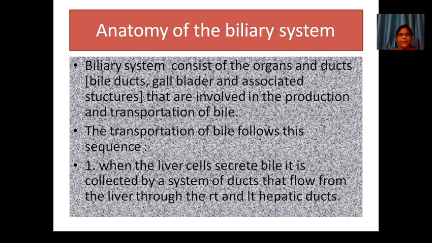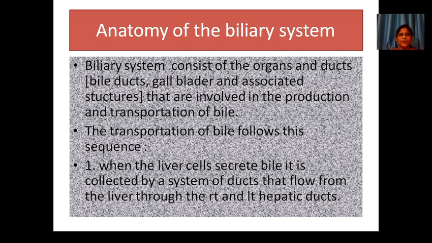What does this biliary system consist of? The biliary system consists of the organs and ducts that are involved in the production and transportation of bile. The glands and ducts included in this biliary system are the bile duct, cystic duct and gallbladder. So to know this biliary system, we must know about the cystic duct, bile duct and gallbladder.